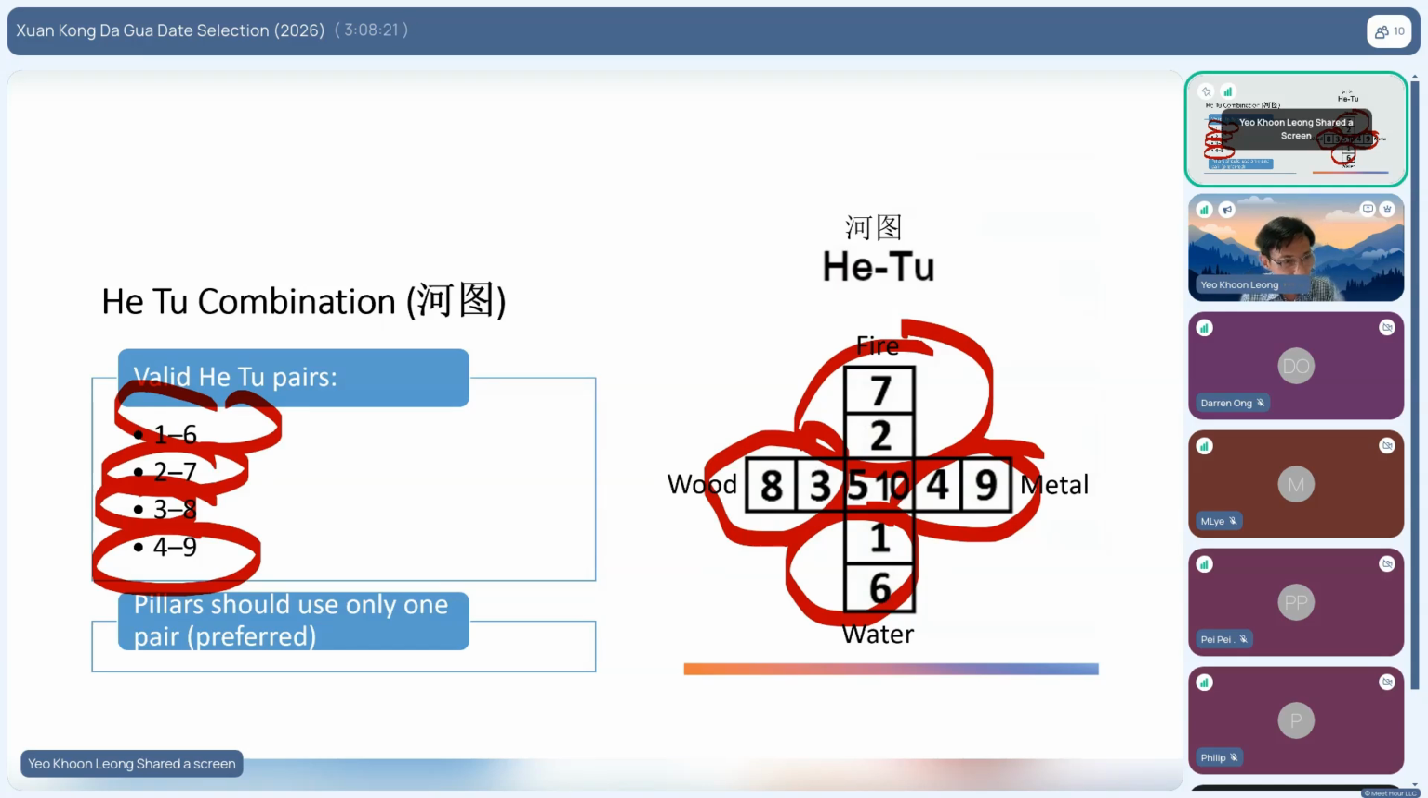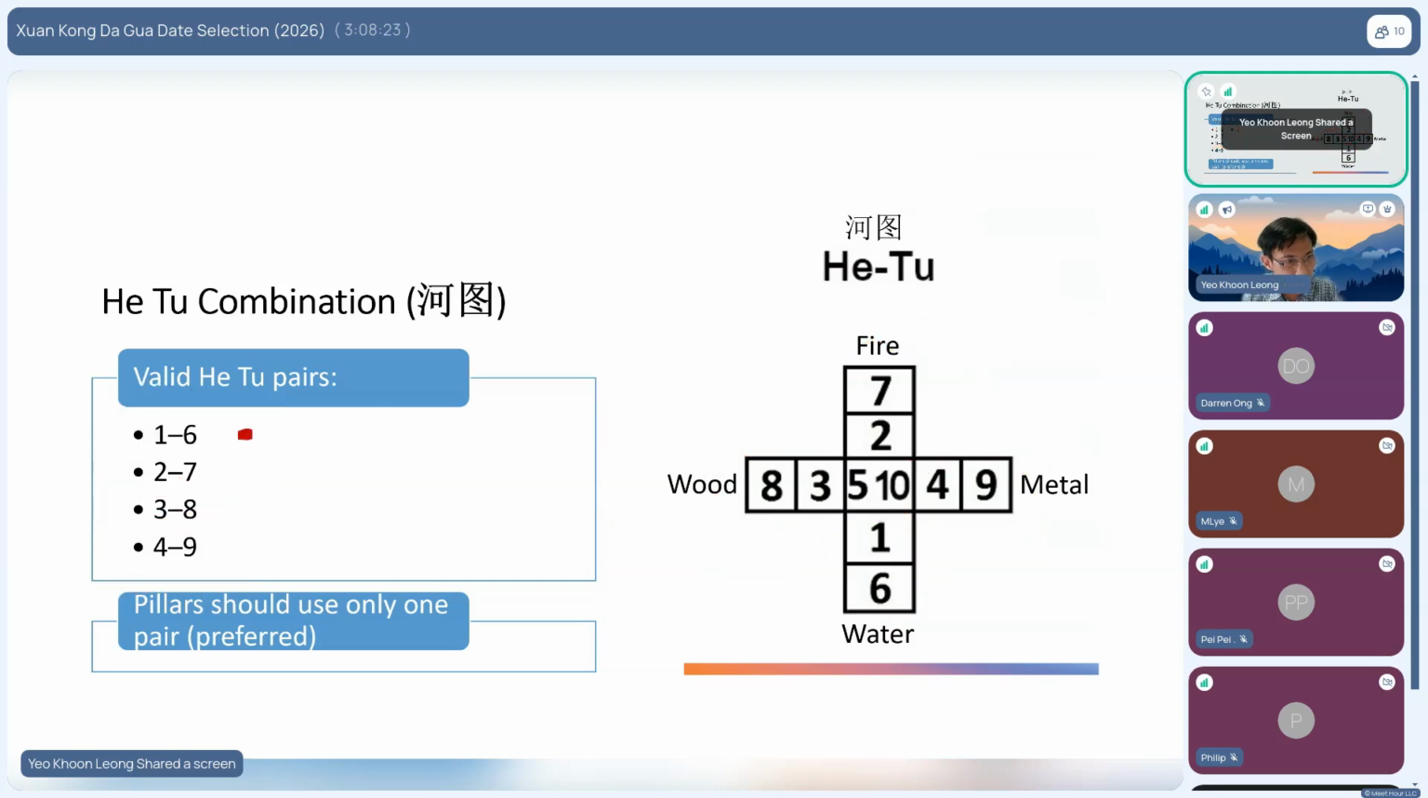He-Tu means the difference must be 5. 1 and 6, the difference is 5. 2, 7, the difference is 5. 3, 8, the difference is 5. 4, 9, the difference is 5. So just now I erase off the 5, right? So when the 5 go, the 5 come here.